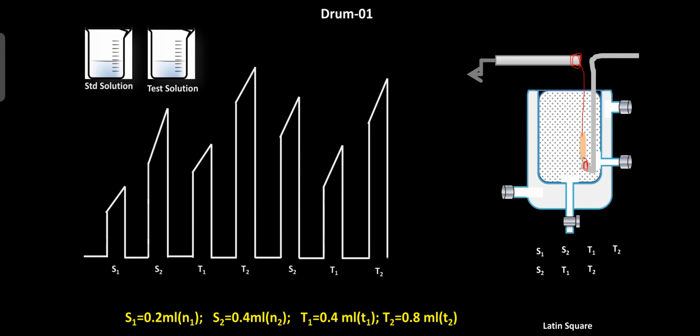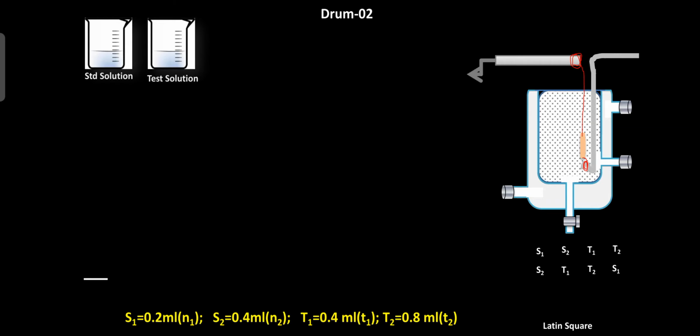Then after the washing period, take baseline without any drug for 30 seconds, then add 0.2 ml of standard solution and record responses for 30 seconds. After 30 seconds, stop the drum, change the Ringer solution. Then after the washing period, record the baseline for 30 seconds. So here the drum was completed. Then you can use the next drum or fresh drum.